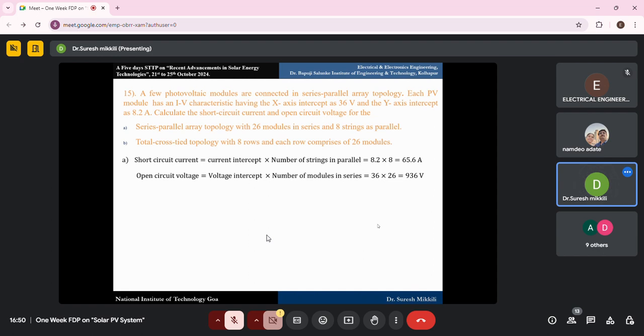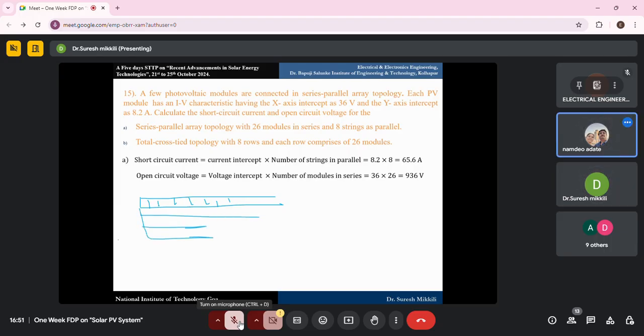How much it will be? Do you understand? 8 rows means, like this, in each row 26 modules are there. Like this there are 1, 2... Like this 8 rows are there. This is 8. This is 26. 8 by 26 matrix.